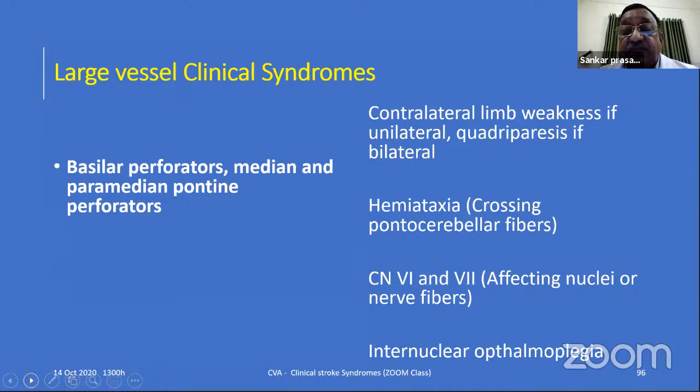Hemiataxia, because of the pontocerebellar fibers, that is dentato-rubro-thalamo-cortical tract disturbance or cortico-pontocerebellar tract disturbances, which are the connections between cerebellum and the cerebral cortex, and cranial nerve 6th and 7th affecting the nuclei or nerve fibers, and internuclear ophthalmoplegia, because the 6th nerve nucleus is connected to the 3rd nerve nucleus, which is in the midbrain, through the median longitudinal fasciculus, which can get affected in the infarction because of the basilar perforators.